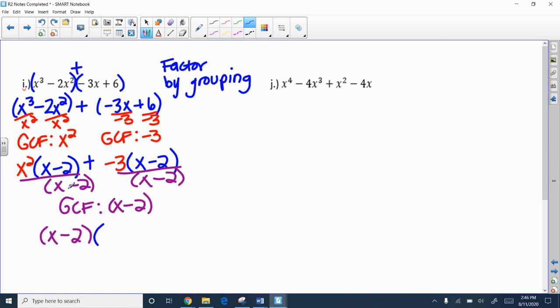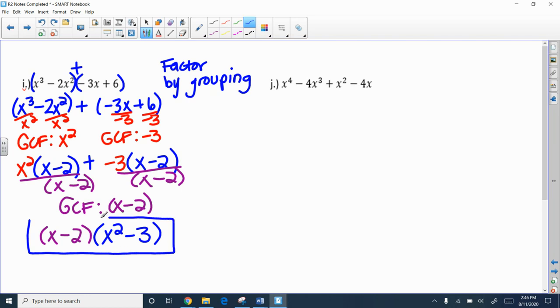Right here, if I divide out x minus 2 divided by x minus 2 from the first group, I'm just left with x squared. And then from the second group, same thing. If I divide out the x minus 2 and the x minus 2, those divide out, and I'm just left with minus 3.